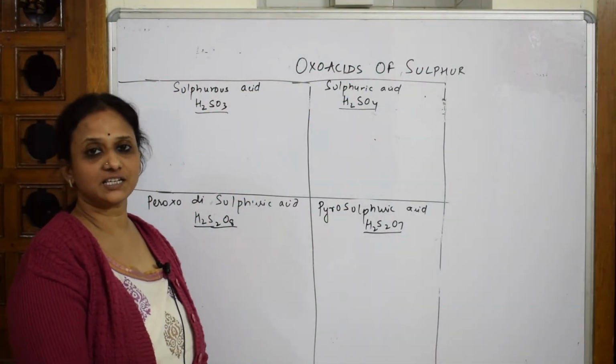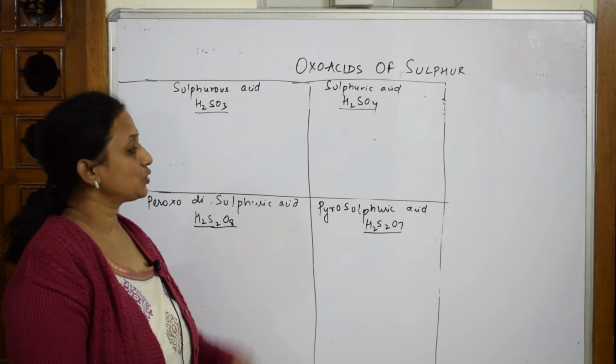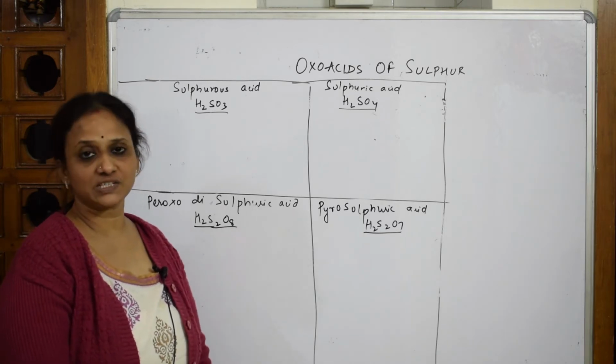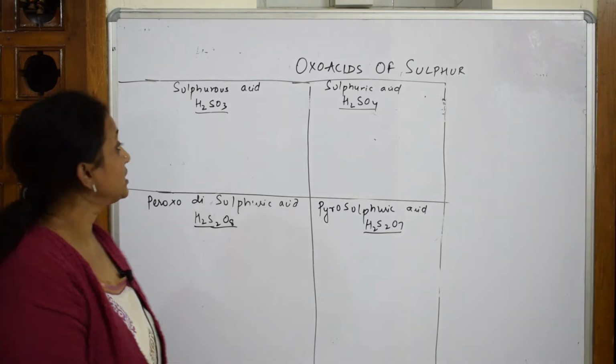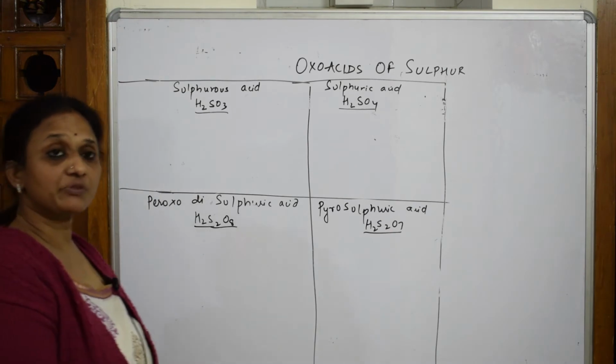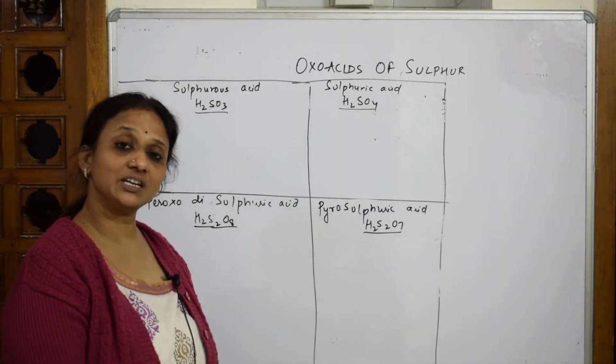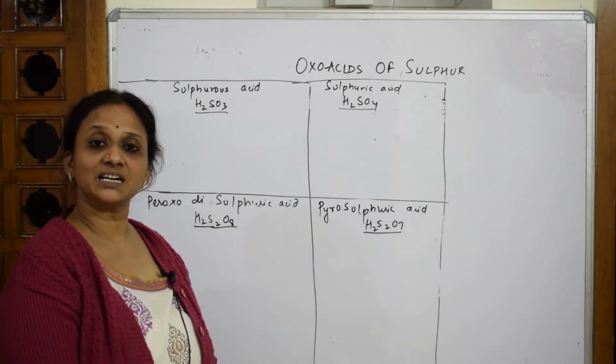Come back and start with the oxoacids of sulphur. You have 4 important oxoacid structures which you need to practice. The first one is sulfurous acid. But what type of question is asked on this? They're going to ask you the nature, whether it is oxidizing, dehydrating or reducing.